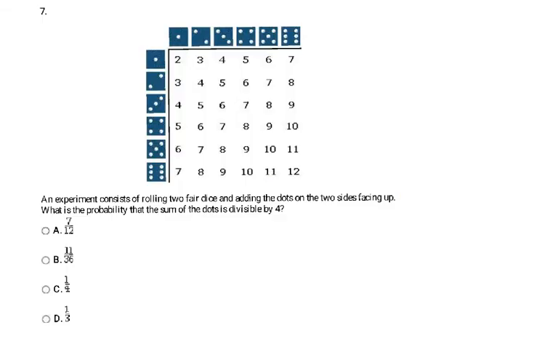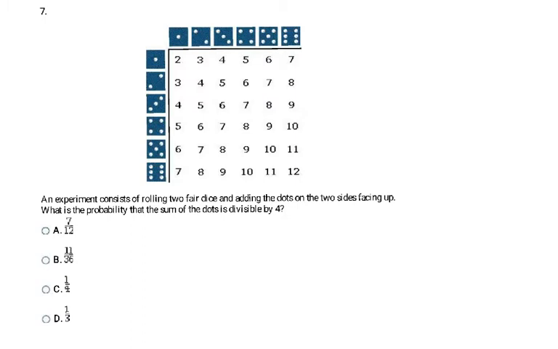This next example says, an experiment consists of rolling 2 fair dice and adding the dots on the 2 sides facing up. What is the probability that the sum of the dots is divisible by 4? So we have this chart that shows us all of the sums. So here, if I roll 2 1s, that is going to add to 2. Here, if I roll a 3 and a 2, that adds to 5. So this is all of the possible sums I could possibly get by rolling 2 dice.